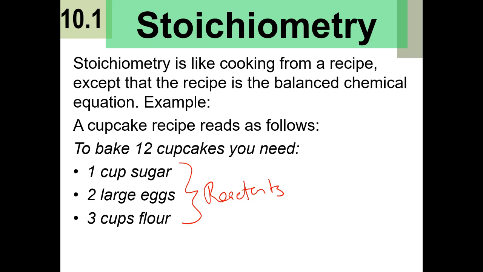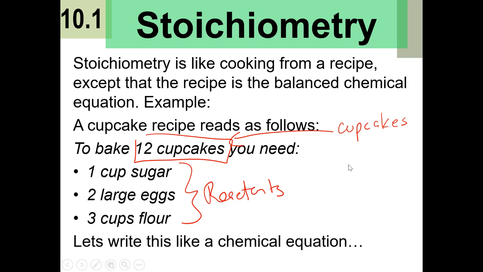And what is the product? The product is the 12 cupcakes. So if you've ever baked before, you have had reactants, the list of ingredients, and then you've had products, those things that you baked that you got to eat when you're done. But let's take this recipe and look at it as if it were a chemical equation. Let's take these reactants and these products. I wrote cupcakes here, I meant products.